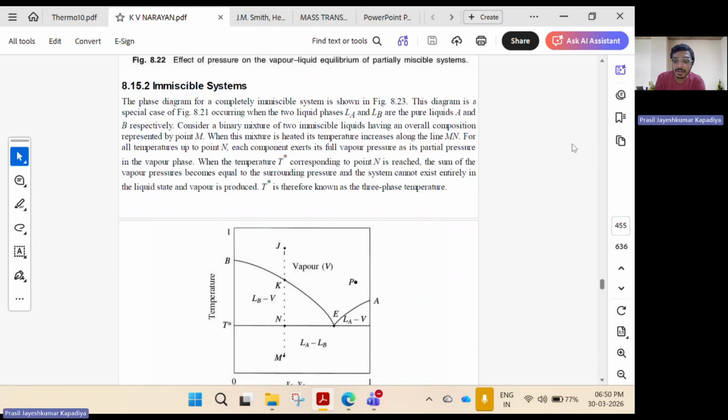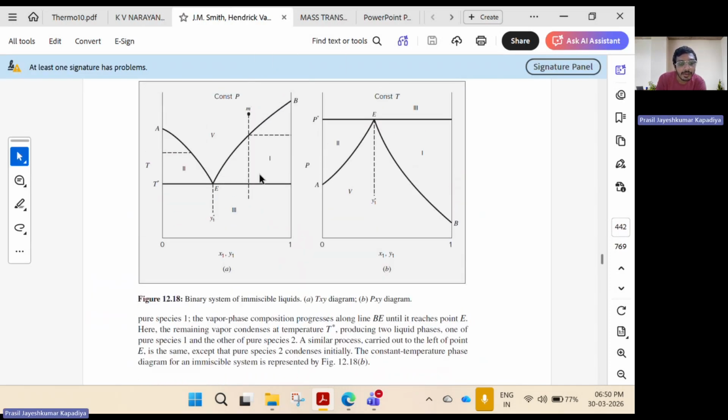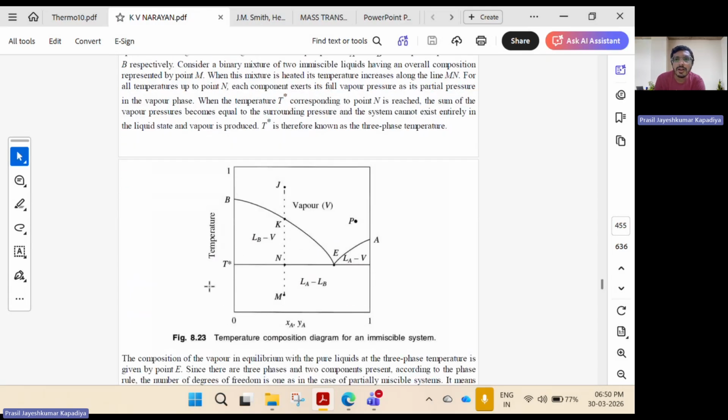So A and B are not miscible in each other. So there is no pure A. A and B are immiscible. This is TXY, this is PXY. Let's try to understand this first. So the phase diagram for a completely immiscible system is shown in this figure.